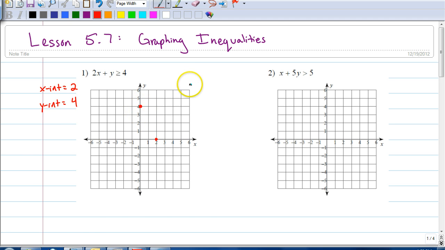Now if I want to find the slope here to come up with more points, I'm going, again, rise over run. I'm going down 4 to the right 2, which reduces to negative 2 over 1. So I'm going down 2 over 1, down 2 over 1, or up 2 and to the left 1. Remember, just like before, we're going to either use a solid or a dashed line. The fact that it's greater than or equal to tells me I'm going to use a solid line.